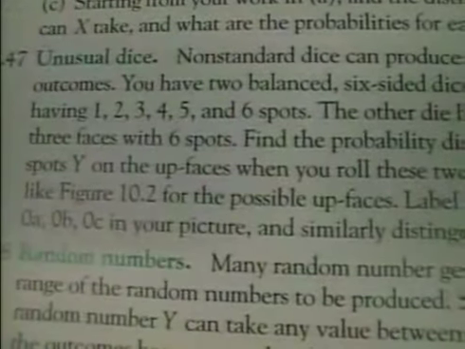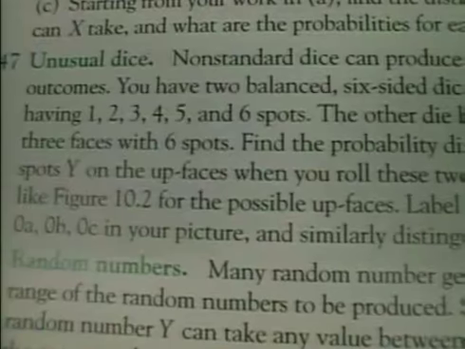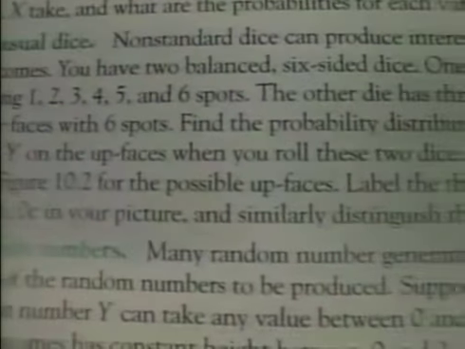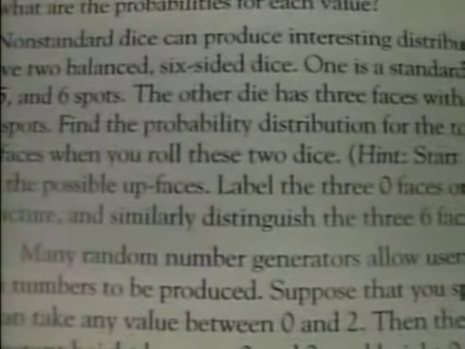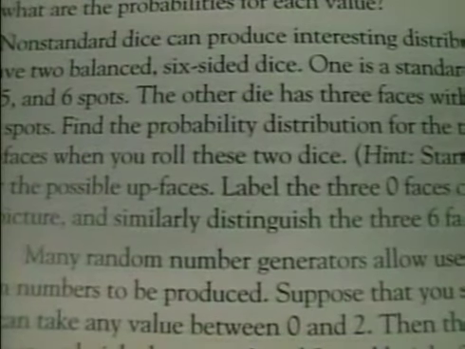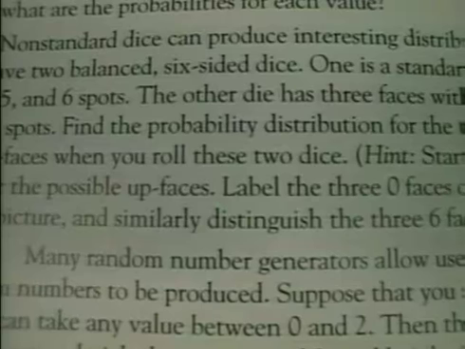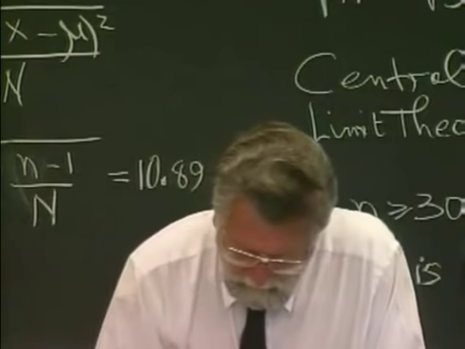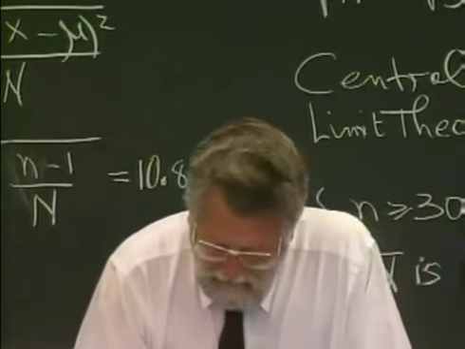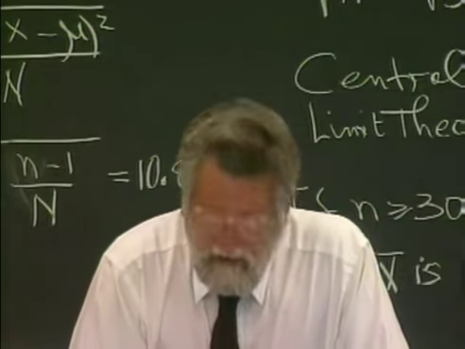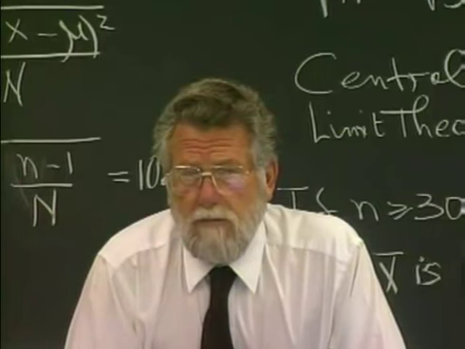You have 2 balanced 6-sided dice. One is a standard die having 1 through 6, and the other has what? 3 faces with a 0 and 3 with a 6. Is that correct? Okay. So, what are we supposed to do here? Find the probability distribution for the total number of spots in the same way you would roll 2 dice.